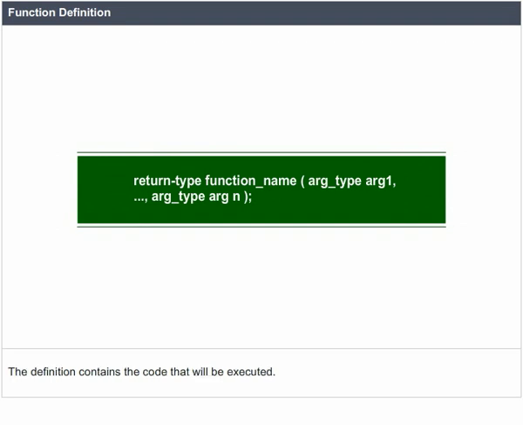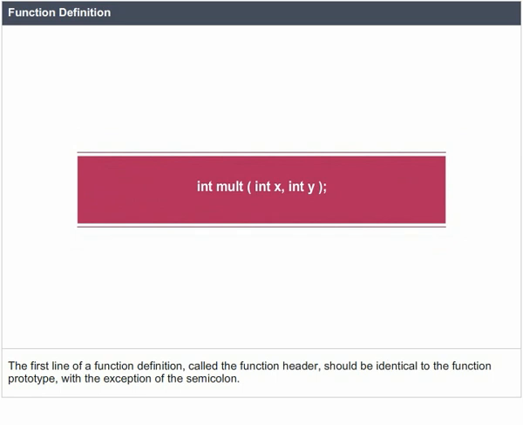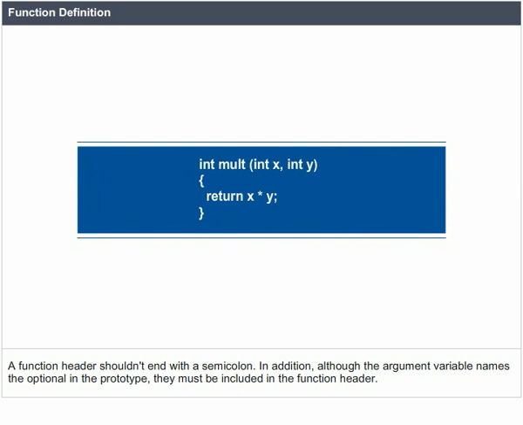The definition contains the code that will be executed. The first line of a function definition, called the function header, should be identical to the function prototype with the exception of the semicolon. A function header shouldn't end with a semicolon. In addition, although the argument variable names are optional in the prototype, they must be included in the function header.